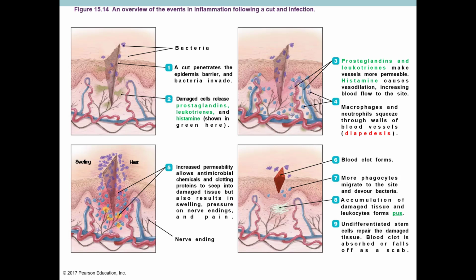On this slide, I show a cut. So on the top left corner, you have a cut with bacteria. And this could be what happened to me yesterday. Then what's going to happen is the cells that are damaged are going to release several chemicals: prostaglandin, leukotriene, and histamine. All right.